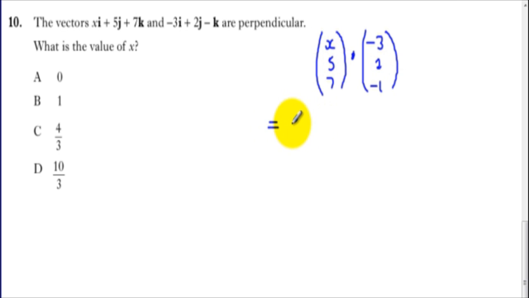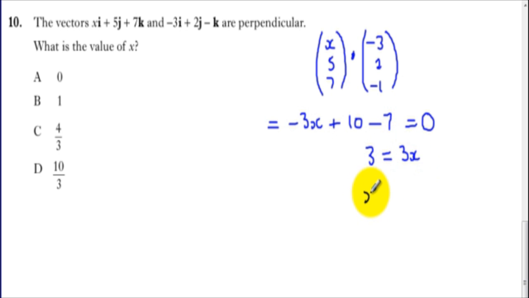X times minus 3 is minus 3x. 5 times 2 is plus 10. 7 times minus 1 is minus 7. Now we know the answer to this is 0 because the two vectors are perpendicular. If we rearrange this, 10 minus 7 is 3, minus 3x over to the other side becomes plus 3x, and dividing each side by 3 we get that x will have to be 1, so the answer to this is B.